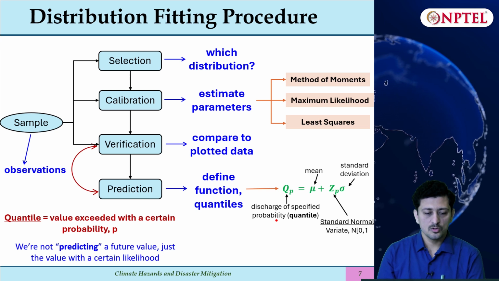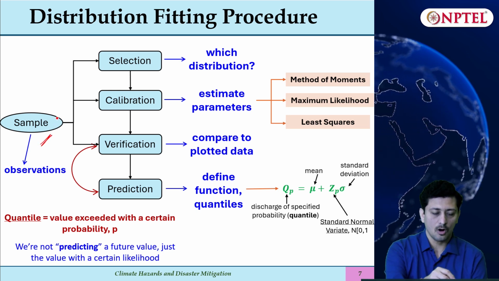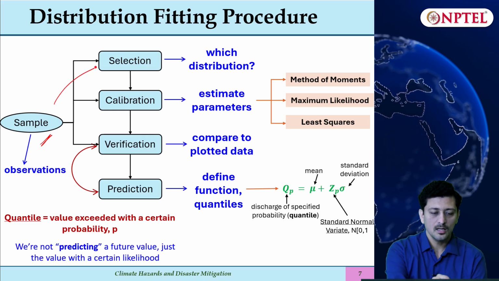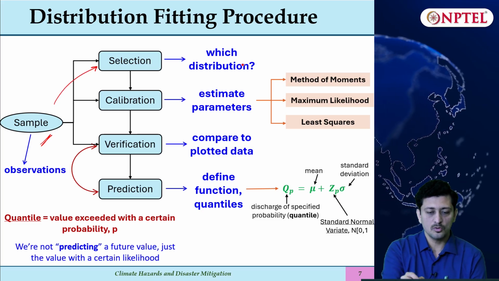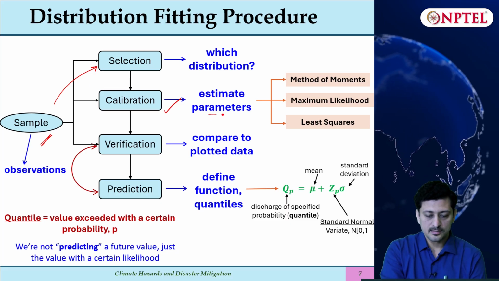How do we go about the distribution fitting? First, whatever data you have, that is, the observation sample you have created, you select which distribution it is fitting, then you calibrate it, that is, estimate the parameters.